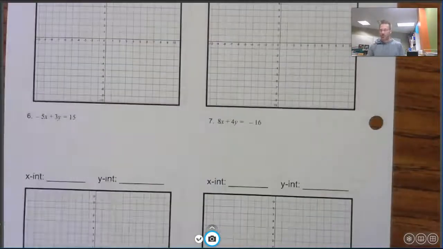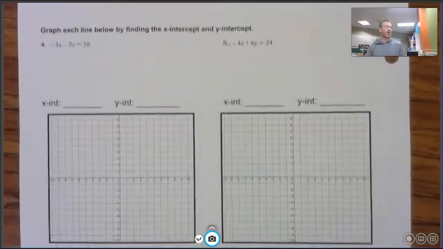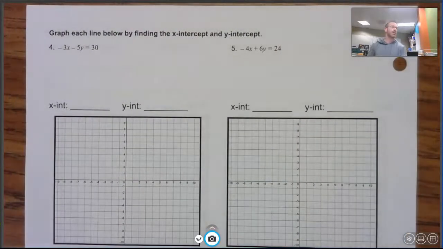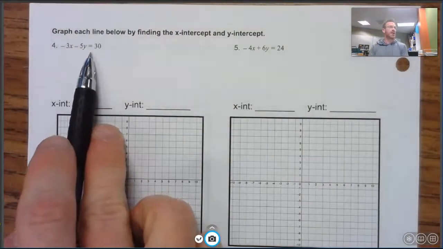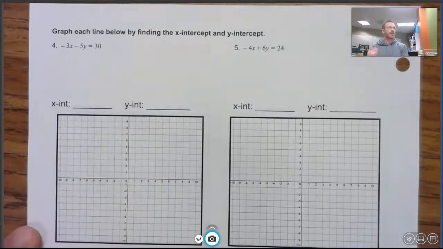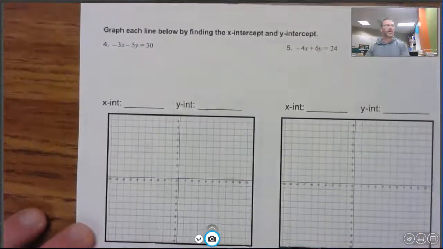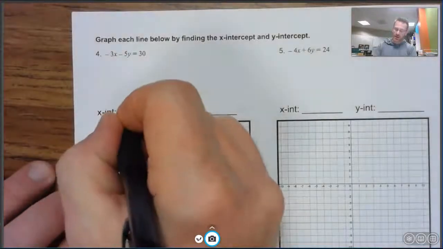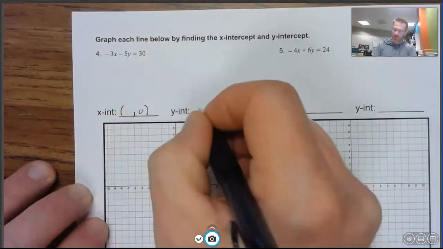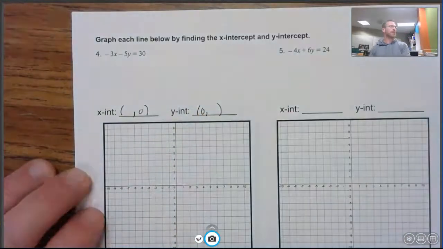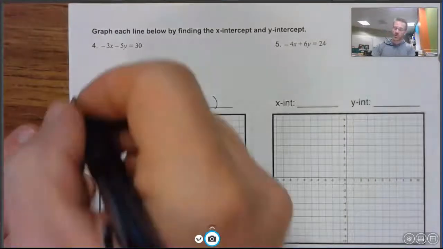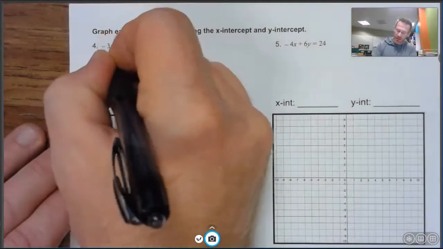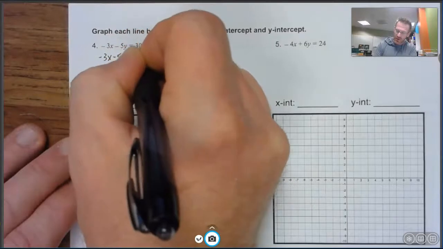So now let's look at problem 4. How do we put all of that together? Notice we want to graph each line. Well, I know it's linear: no exponents, no absolute value bars. I know it's in standard form. As soon as I see it's in standard form, I want to find the x and the y-intercept. Once again, I know it's going to be something, 0, and 0, something. We just go through the process that we just did, find those 2 points, and graph those 2 points.